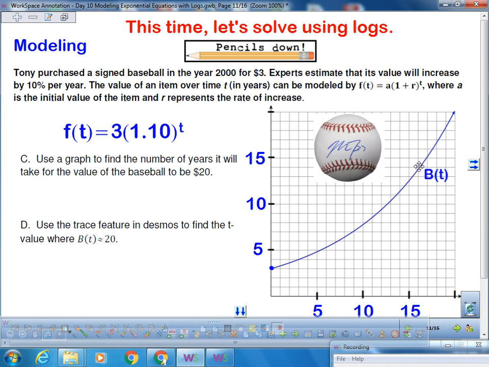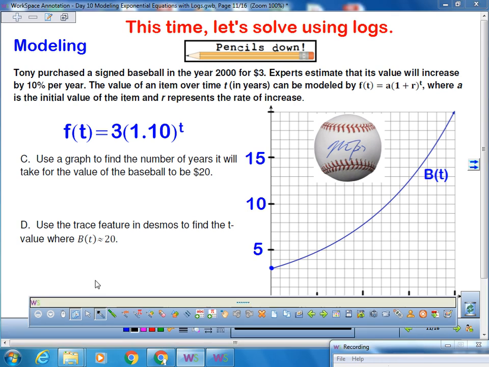All right, so it says Tony purchased a signed baseball in the year 2000 for $3. So $3 is his initial amount. Experts estimate that its value will increase by 10%. That's where our 1.10 comes from per year. The value of an item over time in years can be modeled by this equation, which is what we did here, where A is the initial value of the item and R represents the rate of increase. Okay, so it says use a graph to find the number of years it will take for the value of the baseball to be $20.